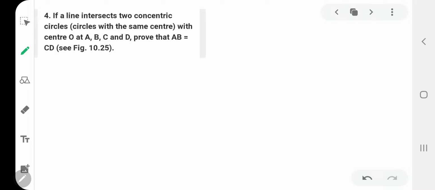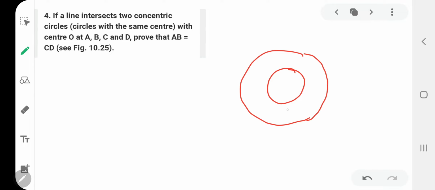Your next is if a line intersects two concentric circles. So your concentric circles are like this with the same center. With center O, so we'll mark it as O, at A, B, C, D. So in your book, figure is given to you. A, B, sorry, this is C, this is D. Okay. You have to prove that AB is equal to CD.